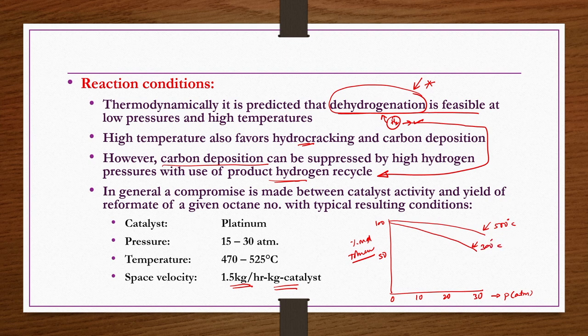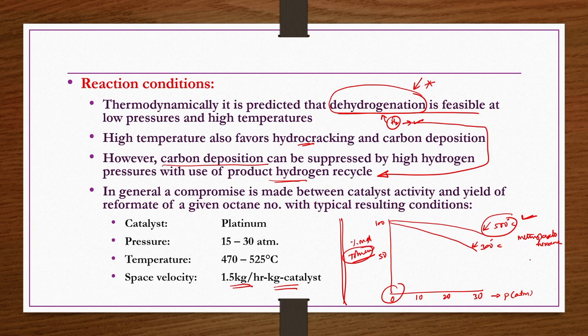So, that is the reason low pressure and high temperatures are better thermodynamically, that has been proved, and these results are experimental results. The same thing is proved here again. This is if you are using methylcyclohexane as a reactant to get the toluene.